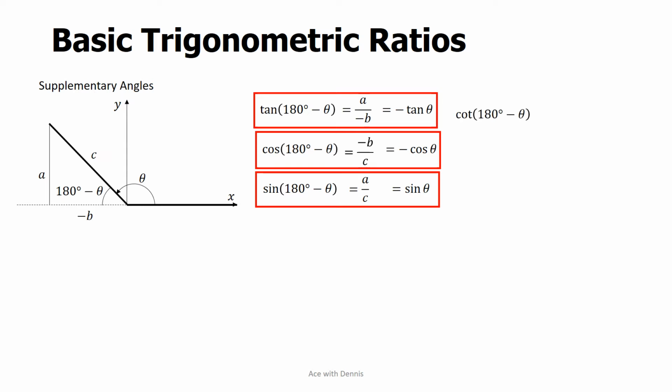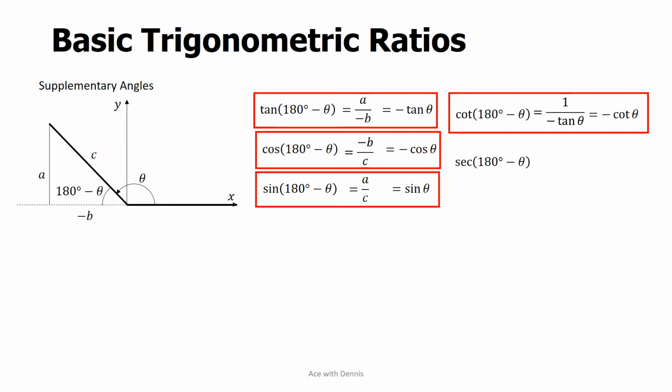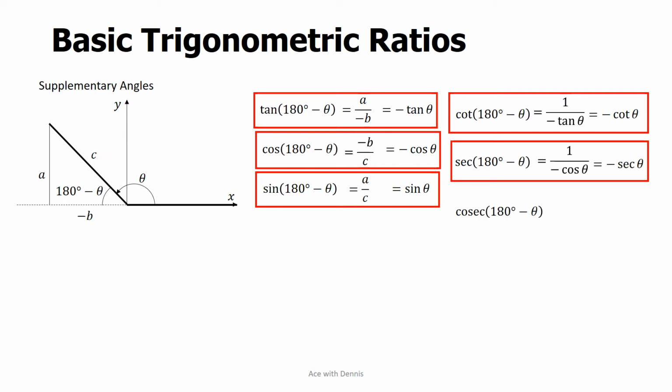How about its reciprocal? For cotangent 180 degrees minus theta, it equals 1 over negative tangent theta, which also equals negative cotangent theta. For secant 180 degrees minus theta, it equals 1 over negative cosine theta, which also equals negative secant theta. For cosecant 180 degrees minus theta, it equals 1 over sine theta, which also equals cosecant theta.